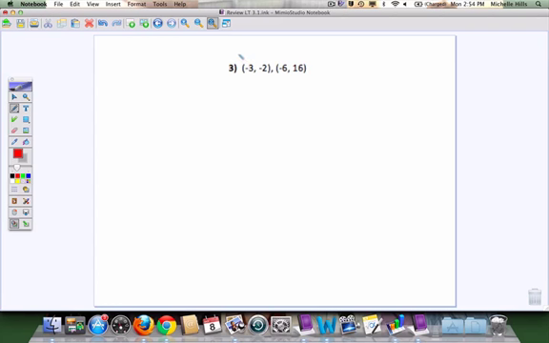Again, I'm going to write one point above the other point. It doesn't matter which point goes on top, as long as you do your y's in the same direction as your x's, and you do rise over run. I'm not going to write the rise over run this time. Y's rise, so 16 minus the -2. X's run, so -6 minus the -3. 16 minus -2 is +18. -6 minus -3 is -3.